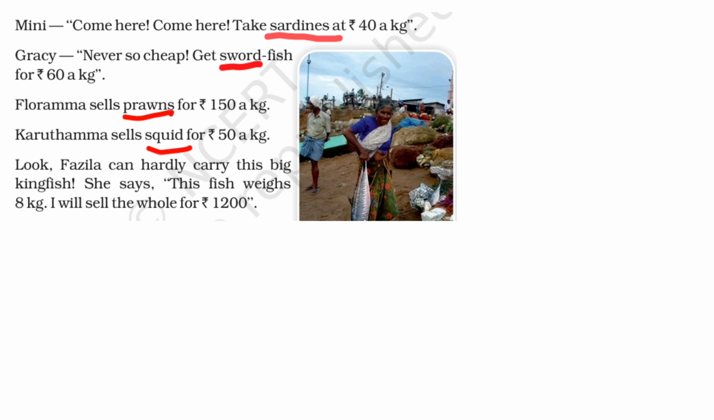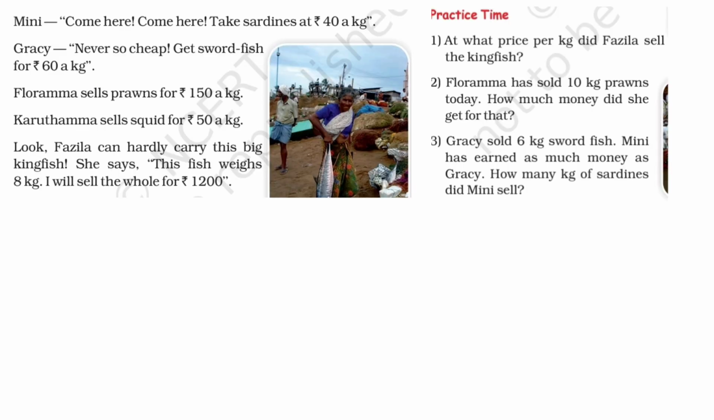And we have one more fisherwoman called Fazila, and she hardly carries this big kingfish. She says, this fish weighs 8 kg and I will sell the whole for 1200 rupees. So she's not going to cut the fish, she's going to sell the entire fish, 8 kg, for 1200. So let's see the questions based on this.